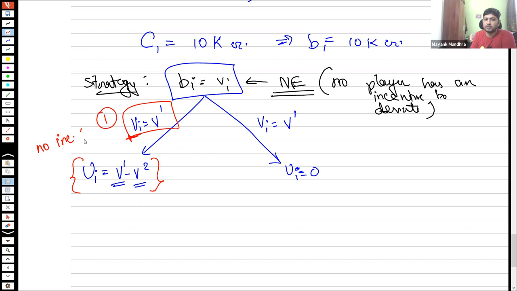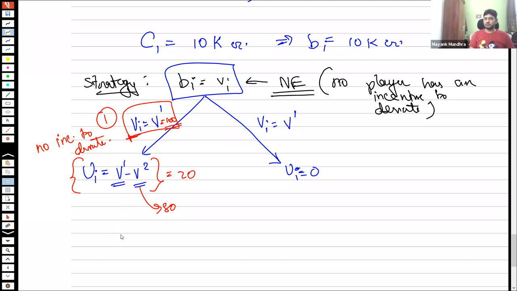Okay, so what happens if he bids a higher amount than V1? Suppose V1 is 100. Suppose his valuation is 100. I'm assuming that he doesn't know, but 100 is the highest valuation. And let's say V2 is 80. So his utility right now is 20. What happens if he bids a higher amount than 100? What will happen to his utility?